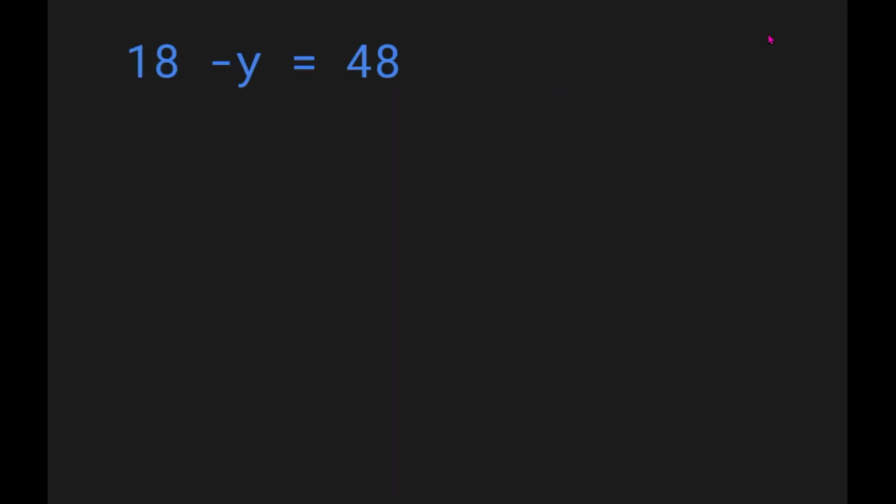Let's do a quick problem before you assess how you're learning. Something's weird going on here. I see this minus in front of the y, and I know at the end of this problem I'm going to have to get rid of that because I want to know what y equals. I don't want to know what negative y equals. I'm going to subtract 18 from the other side. So I have negative y equals 48 minus 18 is 30.